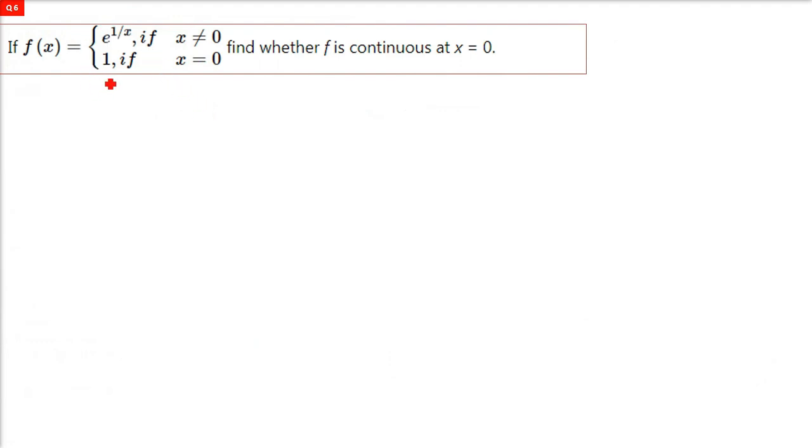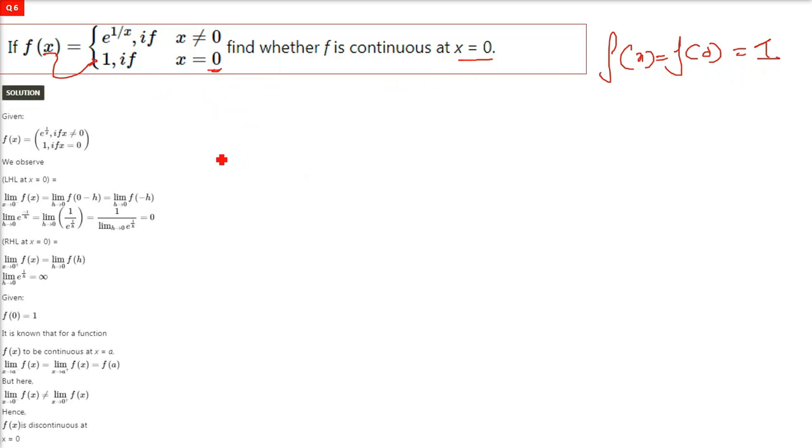f(x) is equal to e raised to 1 by x if x is not equal to 0, and 1 if x is equal to 0. Whether f is continuous at x equal to 0. So f(x) equals f(0). What is the value at 0? It is already given in the question, it is 1. So if LHL and RHL come to 1, then it is continuous, otherwise it is discontinuous.